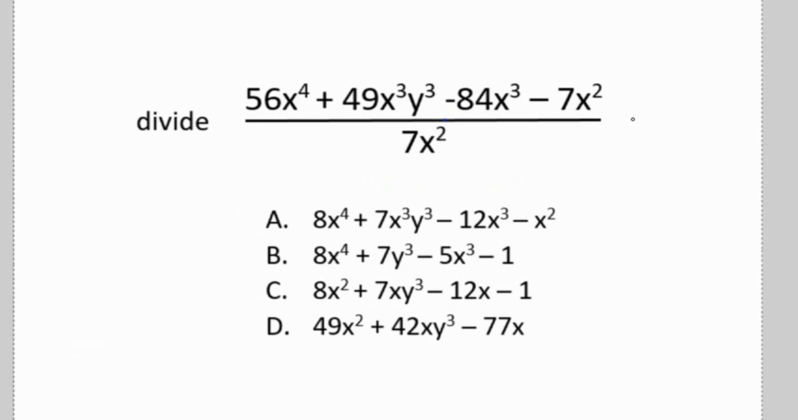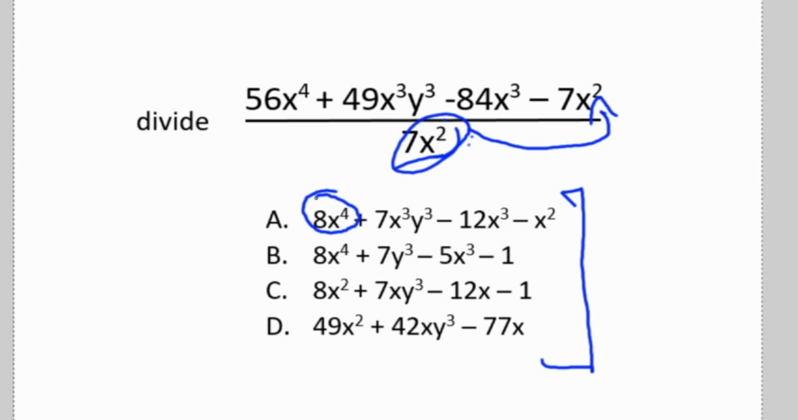So we will try each one of these to find out if we can multiply one of these answers by this to arrive at this. So we'll start with the first one. 7x squared times 8x to the fourth. 7 times 8 is 56. Okay, that looks good because we know our problem starts with this 56. X squared times x to the fourth is x to the sixth.